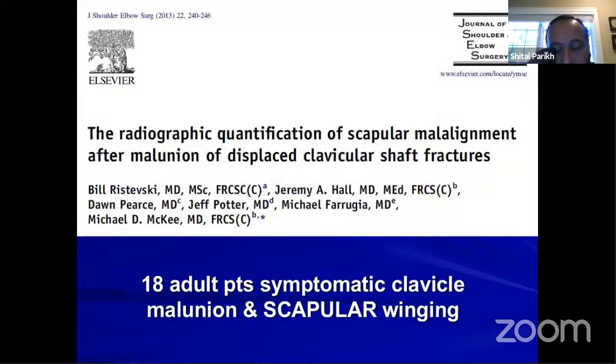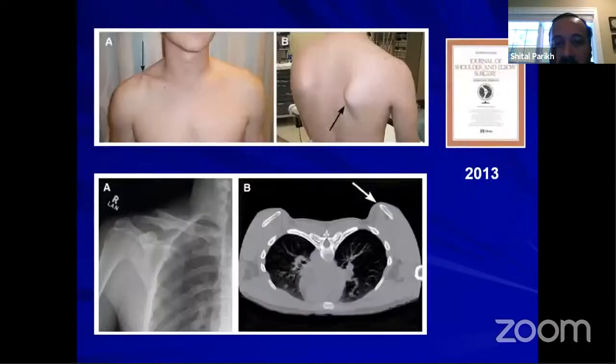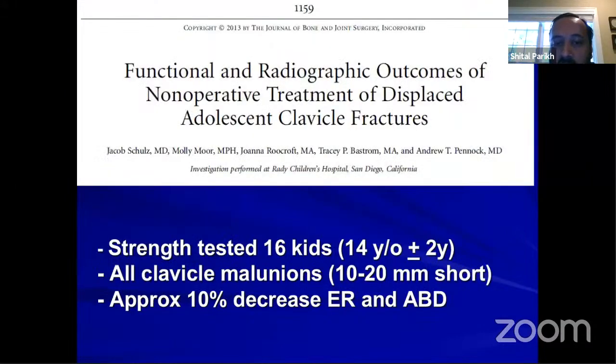And they can present with scapular winging. Here's a patient from McKee, and they reported symptomatic scapular winging in patients having malunion of the clavicle. And there is a role for doing an osteotomy of the clavicle to resolve the scapular winging.